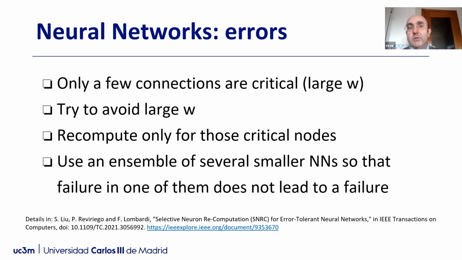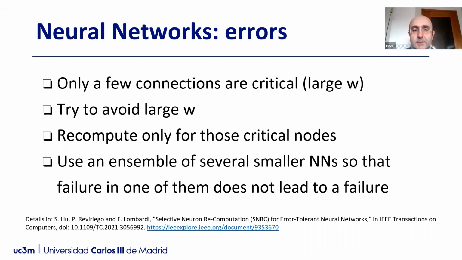Things that you can try to do is to avoid large weights during training or by selecting the network topology, or to try to recompute only for those critical nodes. You can also try to build an ensemble: instead of using a very large complex neural network, use 3 smaller neural networks. And then you will end up again with this voting margin idea that we just described, but applied to neural networks.